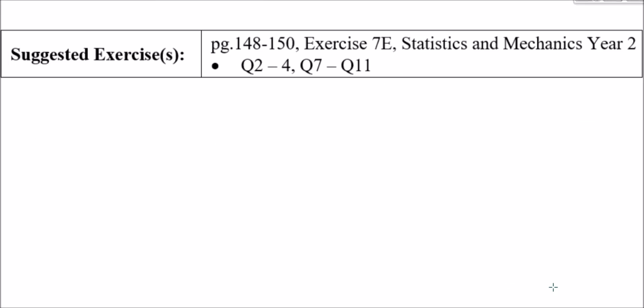What I'd like you to do is turn to page 148, exercise 7E, and try these questions. Try them all if you want to. Questions 2, 3 and 4, then 7, 8, 9, 10 and 11. And check your answers regularly after every single question you attempt, to make sure you're on the right lines and not making any silly mistakes or getting yourself confused.